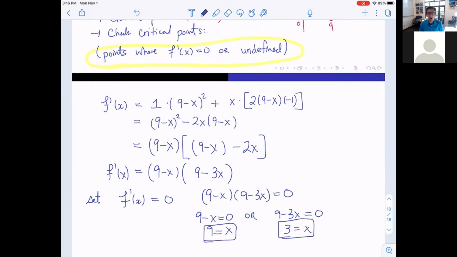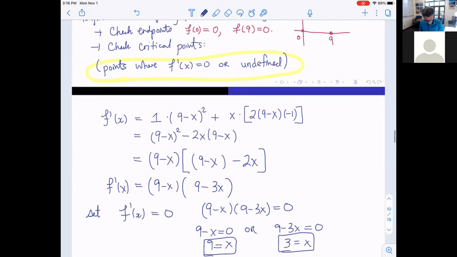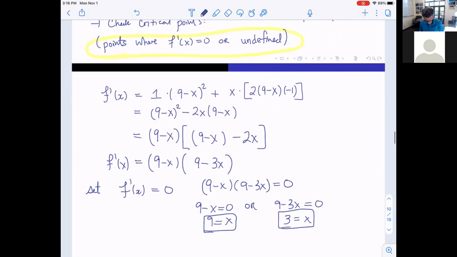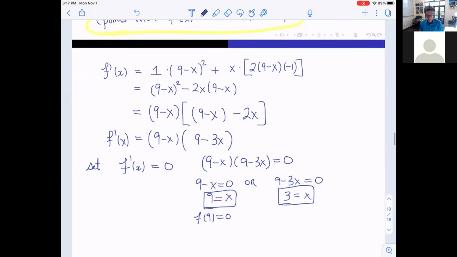So in both cases, I got nice whole number solutions. And now what we have to do is think about where these are going to go on the graph. We've already checked that at 9, our y value is going to equal 0. If I plug in 9, I'm going to get a value of 0. So this is not going to be a maximum.